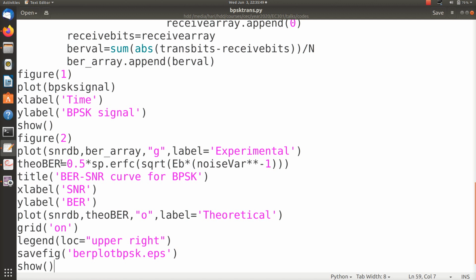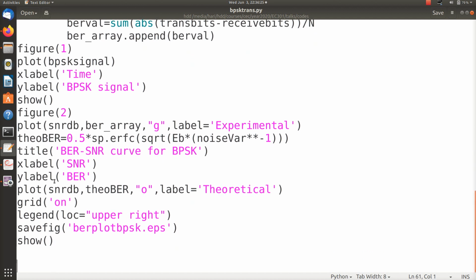Now at the same time, I have to compute the theoretical BER. This we studied in the previous video. That is half erfc root Eb by N naught. So that is computed this way. The theoretical BER value should be 0.5 into, this is part of the signal processing routine, the special function erfc of sqrt of Eb divided by noise variance. This star star minus 1 is a division or inverse. Then I put some title. Then I plot the theoretical BER on the same GUI.